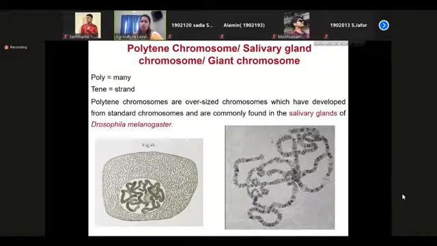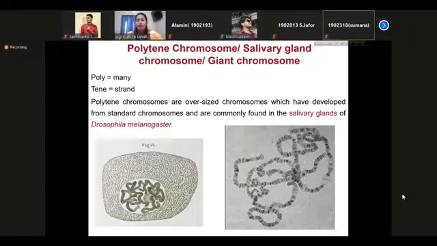And why is it called salivary gland chromosome? Because it is found in the salivary gland of Drosophila melanogaster. You know what Drosophila melanogaster is? It is the scientific name of the fruit fly. I think everybody knows what a fruit fly is. Summer is coming, and you will find a lot of fruit flies in the mango and the jackfruit. So in this insect, the fruit fly, the salivary gland contains some giant chromosomes, and these giant chromosomes are called salivary gland chromosome or polytene chromosome.